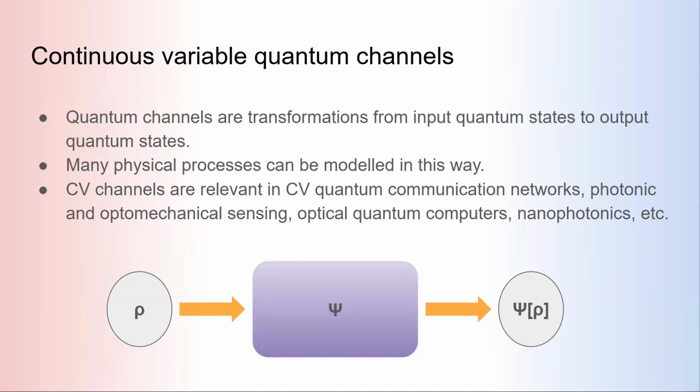So for instance, in CV quantum communications networks, you regard the transformation of the thing going from the sender to the receiver as a quantum channel, and you want to know what the loss is or some other properties of the channel. Same with things like optical computers. You can regard the whole circuit as a channel.